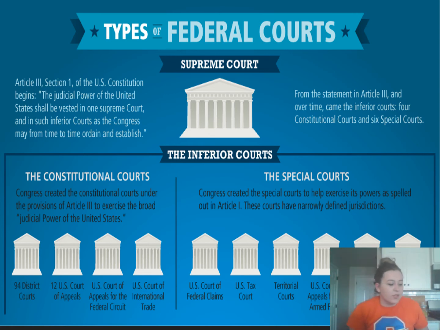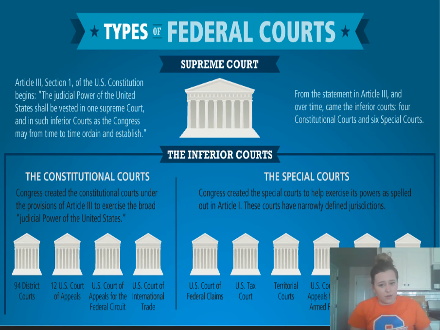First, we have the constitutional courts. Together with the Supreme Court, they include the Court of Appeals, the district courts, as well as the Court of International Trade. The constitutional courts are also sometimes referred to as just the regular courts or the Article 3 courts.